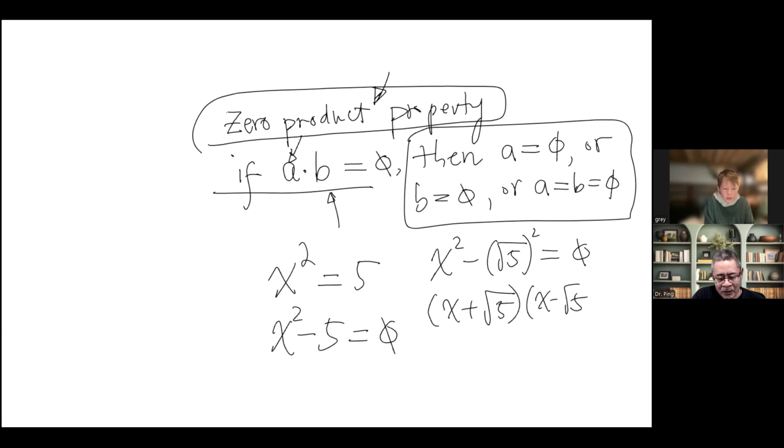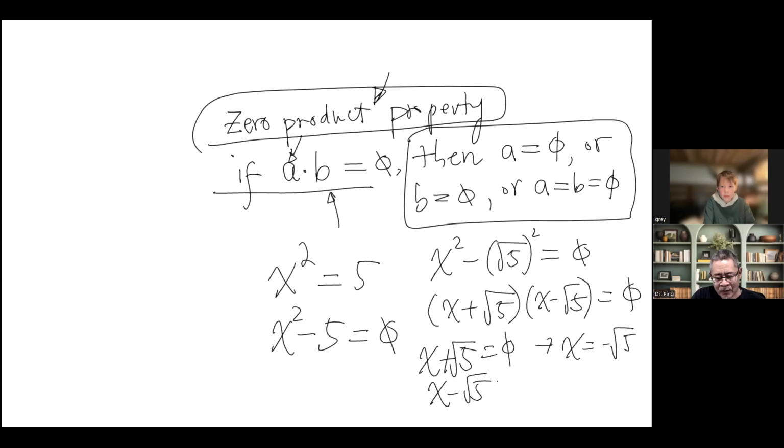And then according to the zero product property, it is either x plus square root 5 equal to 0, which gives us x equal to negative square root 5, or x minus square root 5 equal to 0, then that gives us x equal to positive square root 5. Okay?